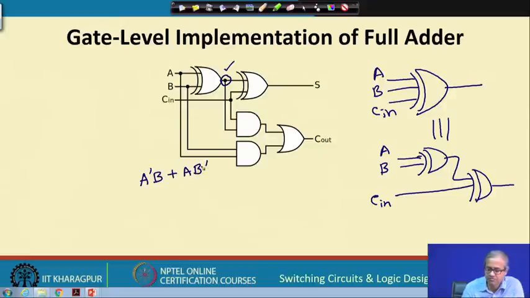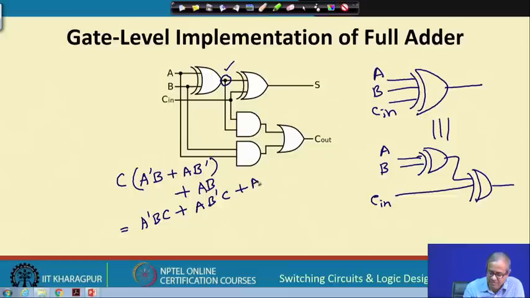This is XOR of A and B. In this AND gate, we are ANDing this with C in. Just for convenience, I am writing only C in for simplicity. And the second gate is just the AND of A B. So, OR A B. This is what I get. Let us see what this expression is. The first one is A bar B C in or A B bar C in or A B.